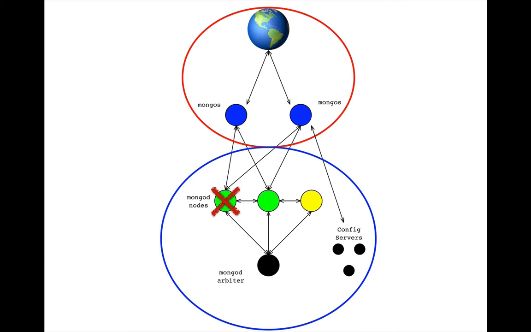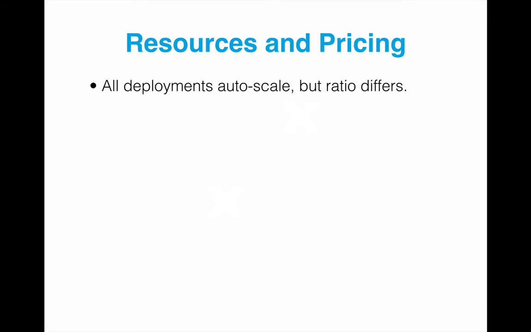Now that actually brings me to a good point, because there still are differences in storage and resource allocation between MMAPv1 versus WiredTiger, even though the architecture is identical. At Compose, all deployments auto-scale, but the ratio of disk to RAM is different between MMAPv1 and WiredTiger. And when I say that we auto-scale, it's based on how much data you've put into the deployment. I'll show you some specific examples here in just a second.